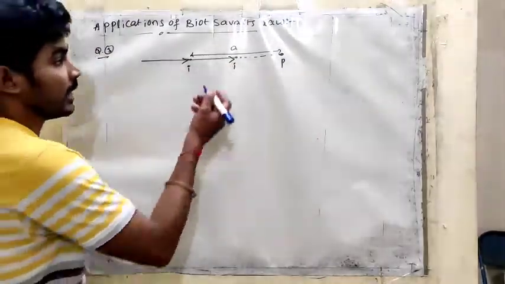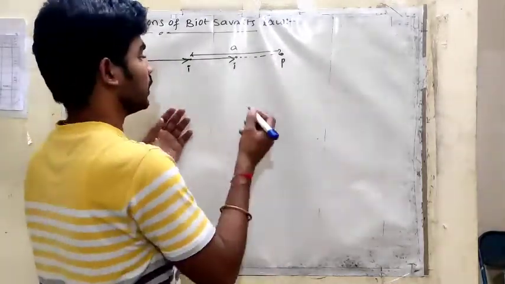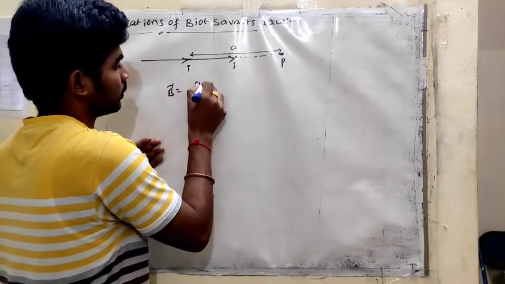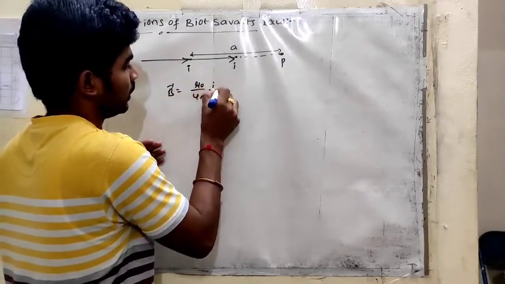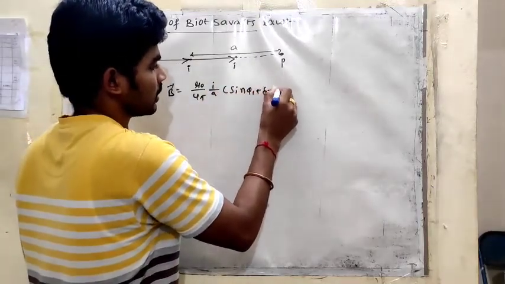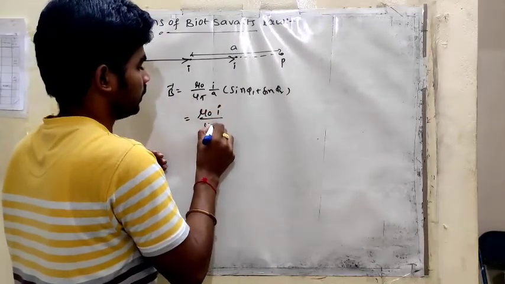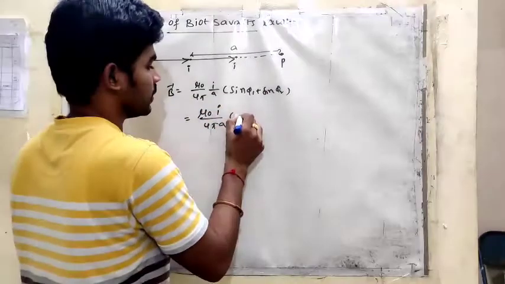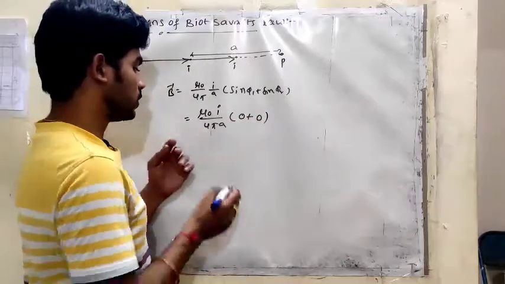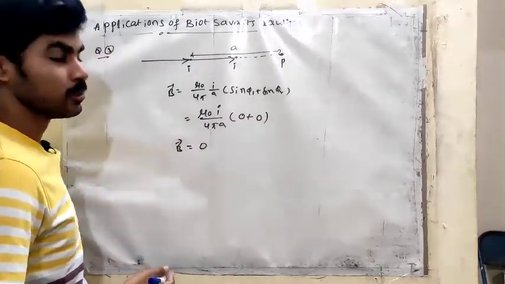So what is the angle here? Phi 1 angle and phi 2 angle. There is no angle here, so phi 1 and phi 2 are 0. Use this formula: B bar is equal to mu naught by 4 pi, I by a, into sine phi 1 plus sine phi 2. So mu naught I by 4 pi a, phi 1 is equal to 0, sine 0 is 0 plus sine 0 is 0, 0 into something is 0. So B bar is equal to 0.